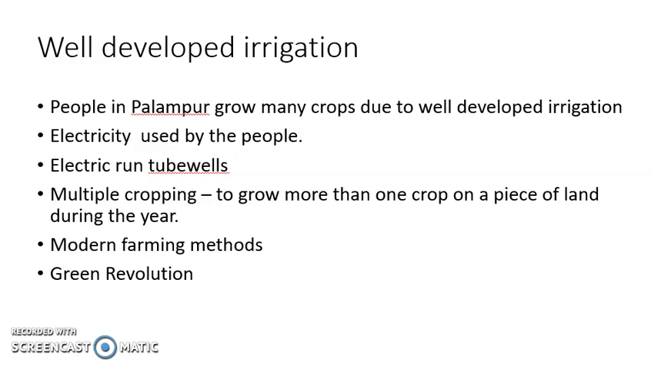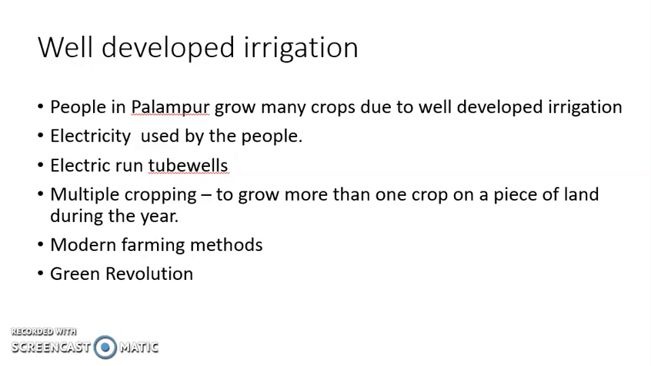So electricity is one of the important advancements or developments in Palampur, so that we can say that Palampur is a well-developed village because it has electricity connection. Electricity came to Palampur very early, and after the arrival of electricity, people use electricity for irrigation. Mainly they depend upon electric run tube wells. Before the electric connection, people depended upon Persian wheels. Persian wheels, that was the olden method for the irrigation.